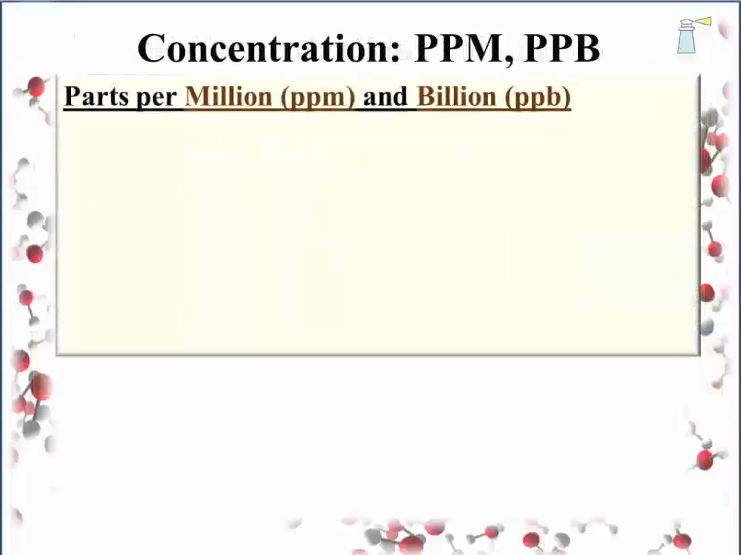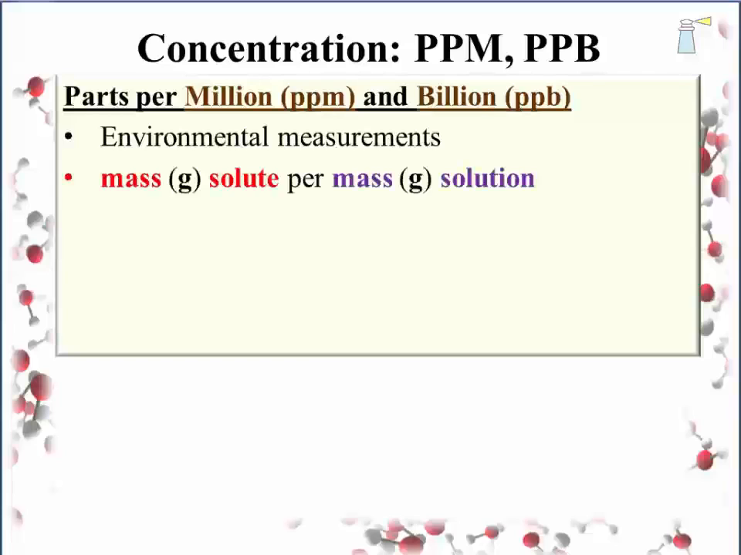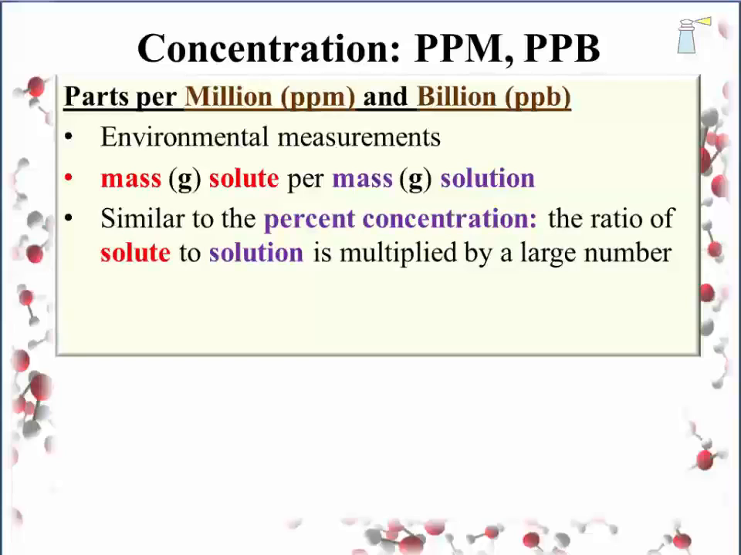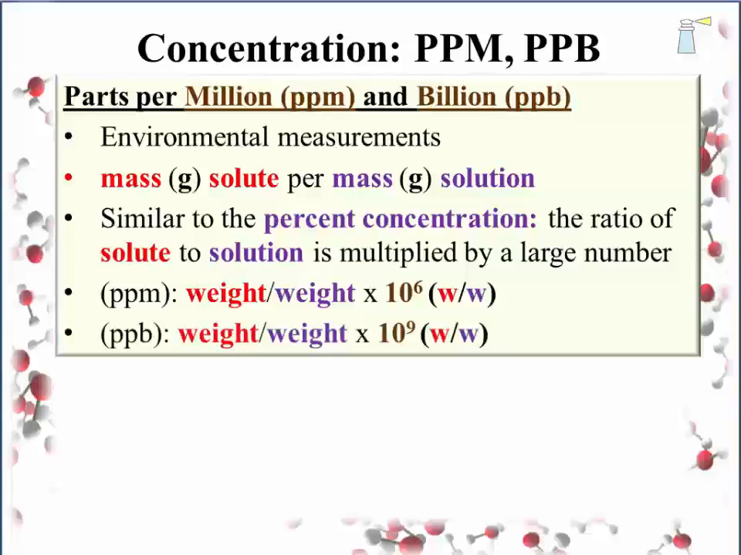The last type of concentration scale is the parts per million, ppm, or parts per billion, ppb. These scales are most often used in environmental measurements, including those of the soil and atmosphere. They are a mass-to-mass scale, with the solute and the solvent being given in the same unit denomination, both in grams, for example. The scales are similar to the percent concentration in that the ratio of solute to solvent is multiplied by a large number. For the parts per million, the ratio is multiplied by 1,000,000, 10 to the 6th. And for parts per billion, the ratio is multiplied by 1,000,000,000, 10 to the 9th.